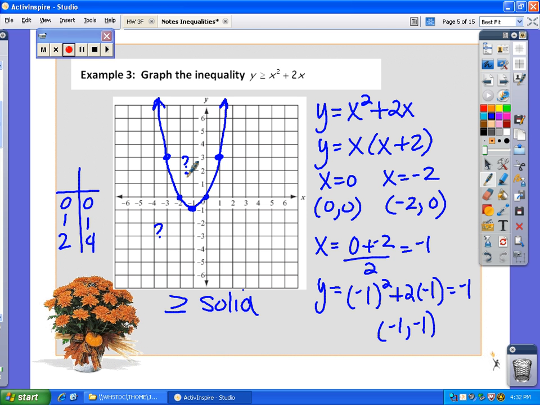So let's pick a point in that region. How about 2, 0? I'm sorry, let's try that again. That's not in that region. How about 0, 2? Let's plug in 2 for y and 0 for x. So it's 2 greater than or equal to 0. That's a true statement, so my 0, 2 is in the inside, so I'm shading where it's true. You always shade where it's true.